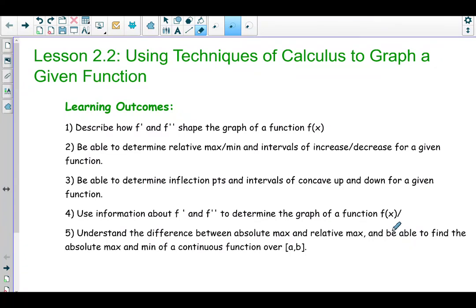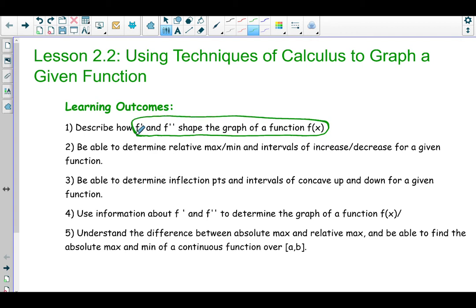Hello and welcome to this segment on using techniques of calculus to graph a function. This is Professor Rosenthal, and our learning outcomes for today are learning how f prime, the first derivative of a function, and f double prime, the second derivative, shape the graph of a given function f of x.